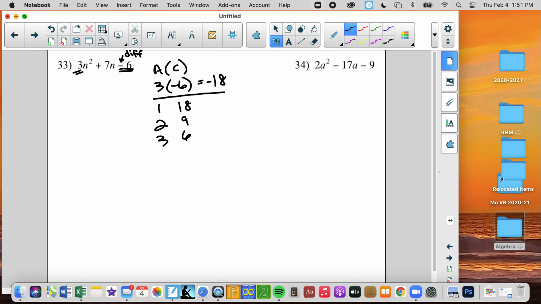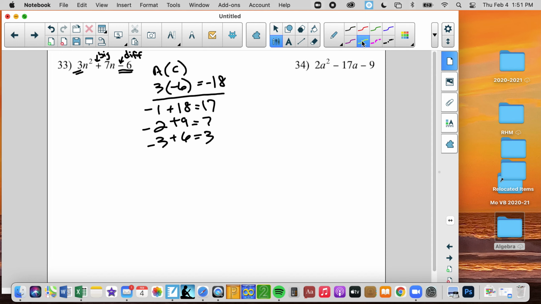So this is a negative, so I know the signs are different, and then I look here to see that the bigger is going to get that sign. So the bigger is the positive. And since the signs are different, one's going to be positive, one's going to be negative. That gives me 17. That gives me 7. That gives me 3. These are equal to my middle.